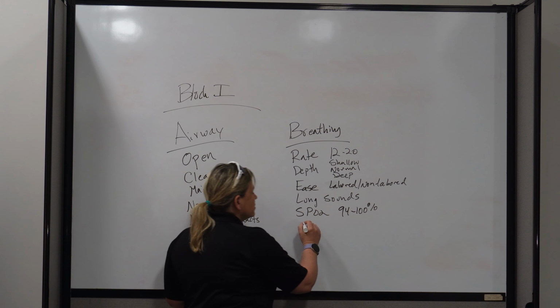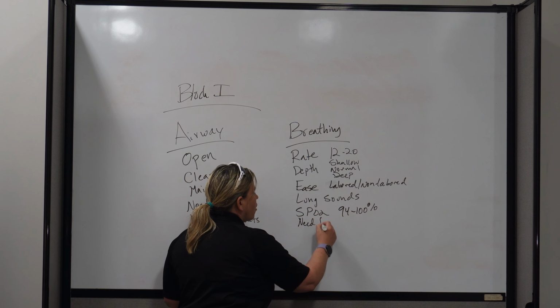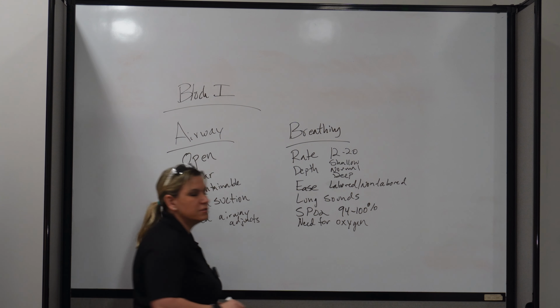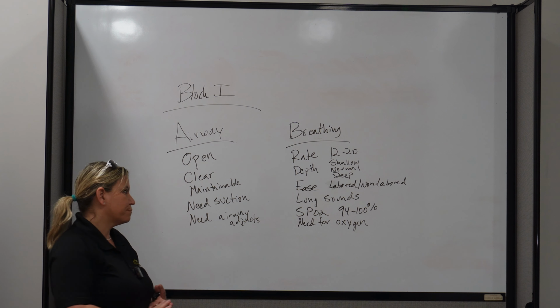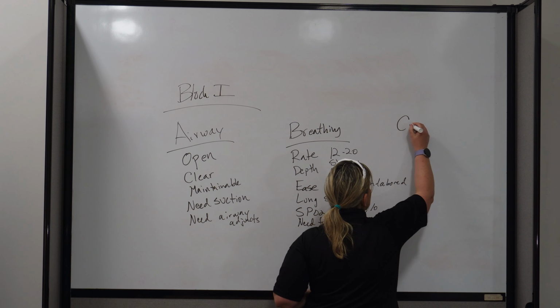And then last, I'm going to evaluate all of this, and I'm going to see, is there a need for oxygen for this patient? Okay, and if there is a need for oxygen, I'm going to decide, do I use a nasal cannula, a non-rebreather mask, or a BVM? Once I've finished breathing, then I'm going to move on to circulation.